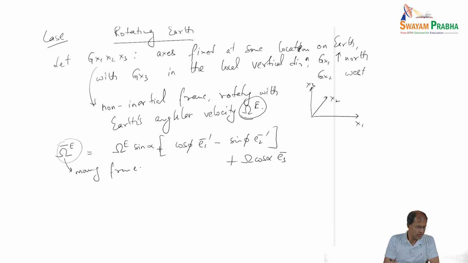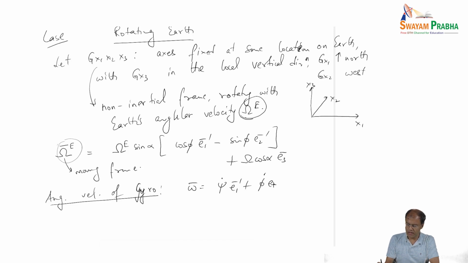So now if we were to write the angular velocity of the gyroscope. So what is the angular velocity of the gyro? We see that omega this time is going to be psi dot E1 prime plus phi dot E3.